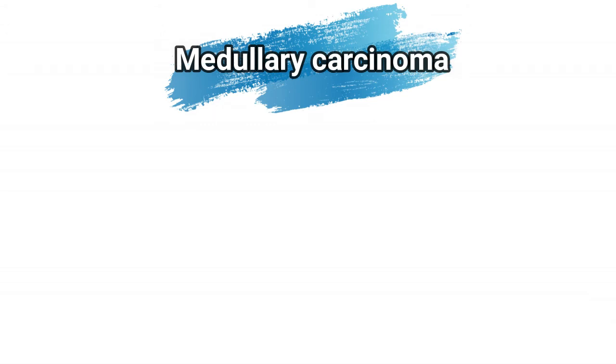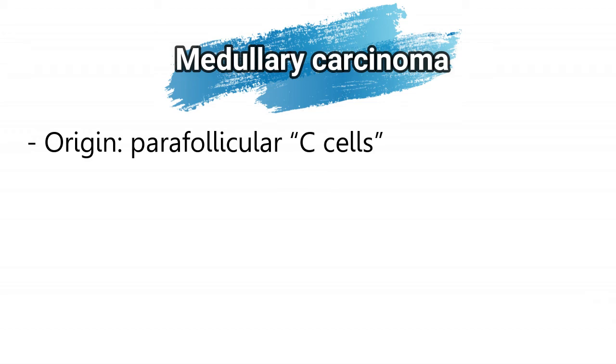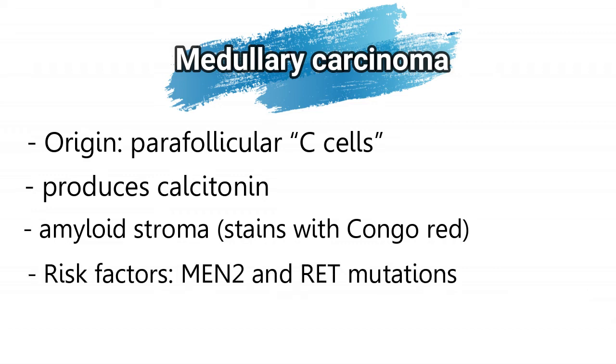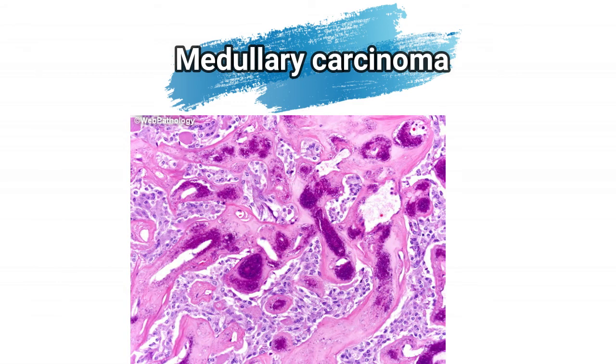Next we have medullary carcinoma, and the origin for medullary carcinoma is the parafollicular C cells in the thyroid. Medullary carcinoma can secrete calcitonin, and they usually have amyloid stroma, which we can stain using Congo red. The risk factors are MEN2 and RET mutation. Here you can see amyloid stroma stained using Congo red.